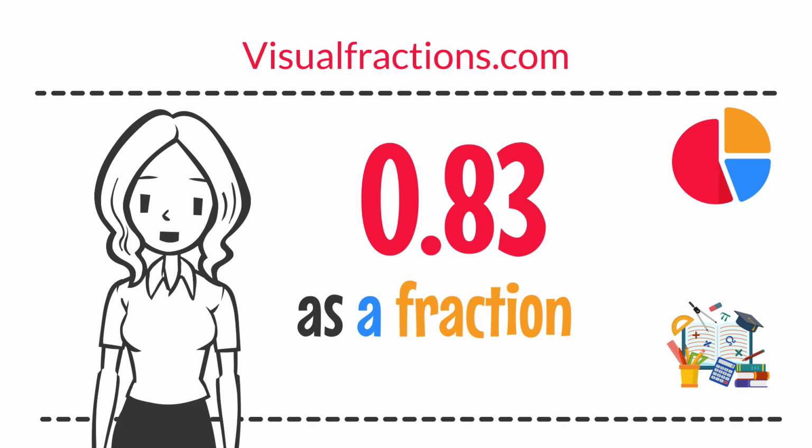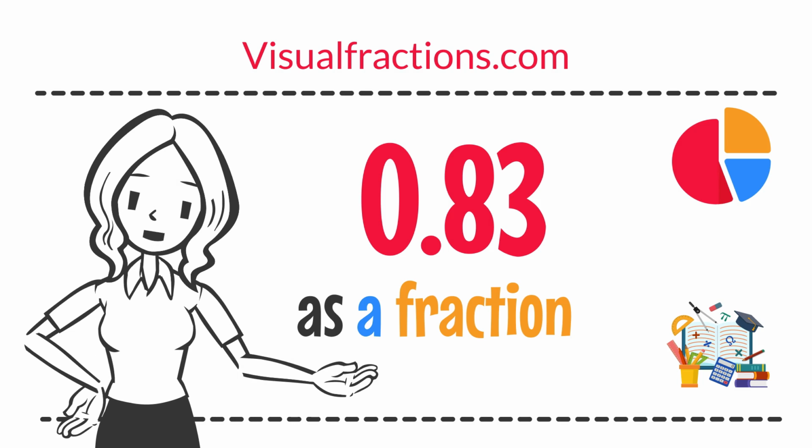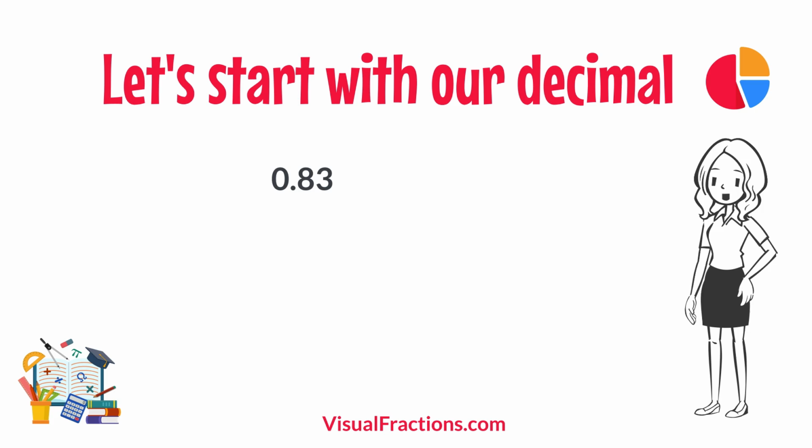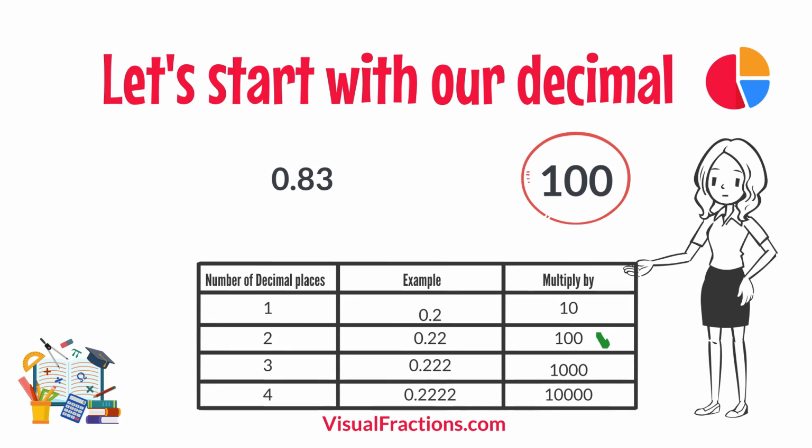Welcome to Visual Fractions. Today, we're diving into how to convert the decimal 0.83 into a fraction. Let's start with our decimal, 0.83. Notice there are two digits to the right of the decimal. This places it in the hundredths position.